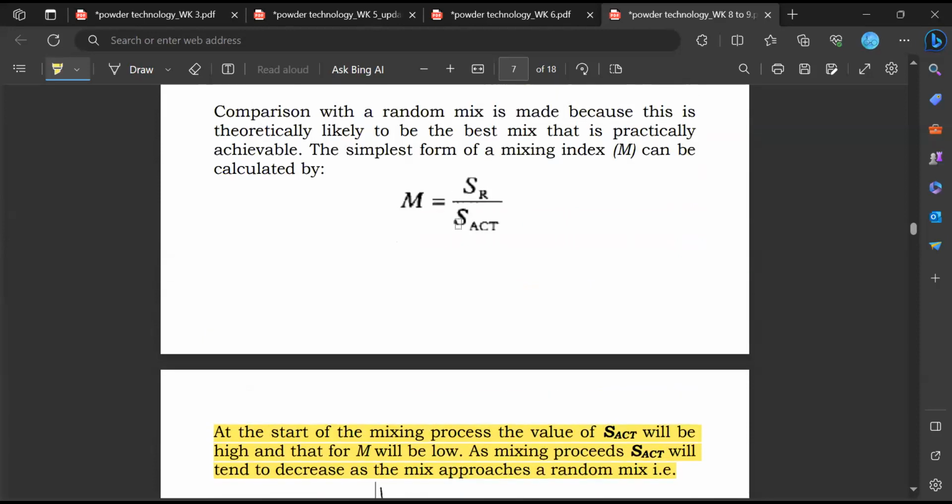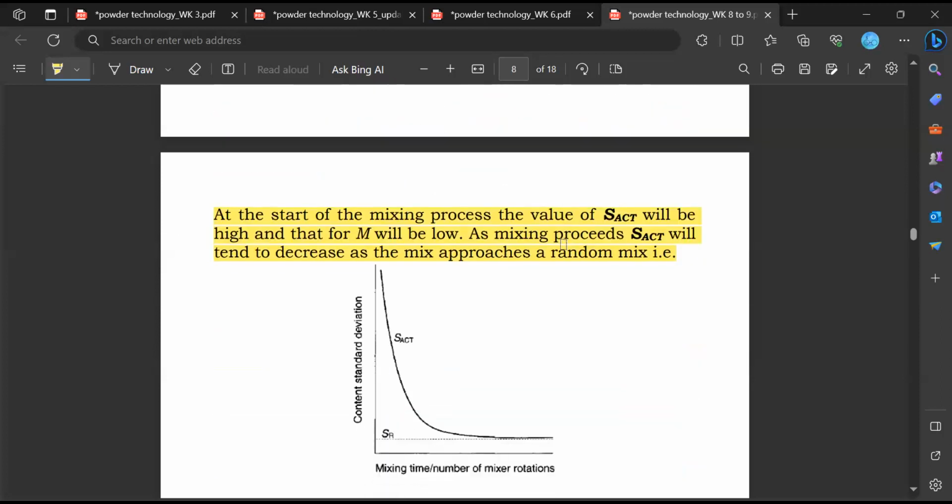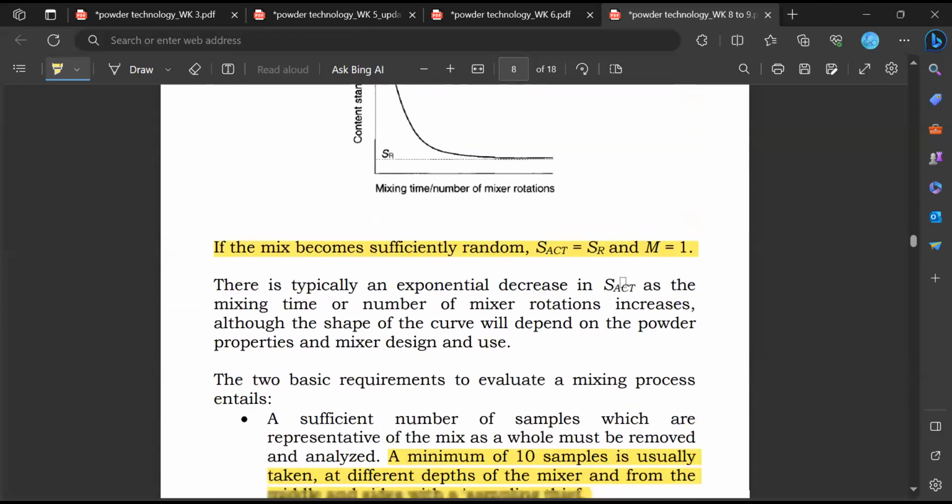So when SACT is higher, then M will be lower, because they are inversely proportional. And when you approach a random mix, SR, the standard deviation of the random mix, will equal SACT. That means M will be 1. So when M is 1, that is your perfect mix. Well, not a perfect mix because you can't get a perfect mix, but that randomness.